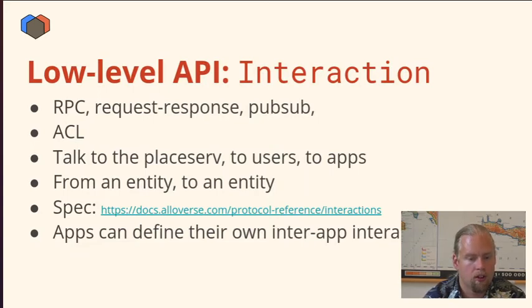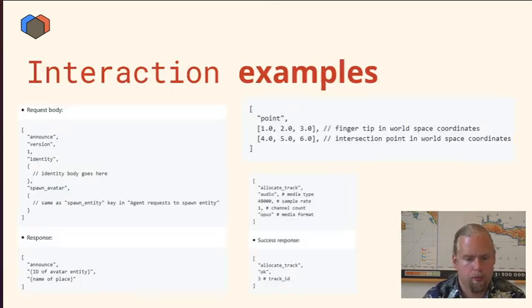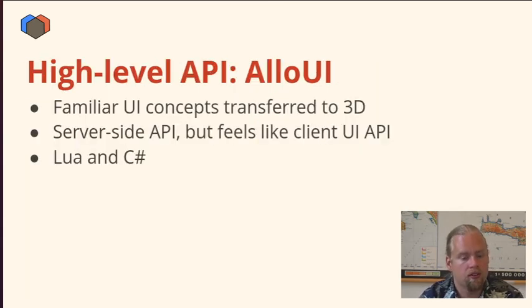Interactions are RPC calls, so they're basically JSON blobs that can be either request-response or pub-sub. And I'm going to skip the details because you can check the website if you want to know, and I'm running out of time. And AlloUI, I showed you a demo of it. It's a familiar UI concept transferred to 3D, except it looks like a client-side API, but it's actually server-side. And we're trying to do everything server-side so that when you write an app, you don't have to sync data between multiple client-side apps, but it's all running in one process. So it's really easy to build collaborative apps. And I think that's super important because that is usually so very hard.